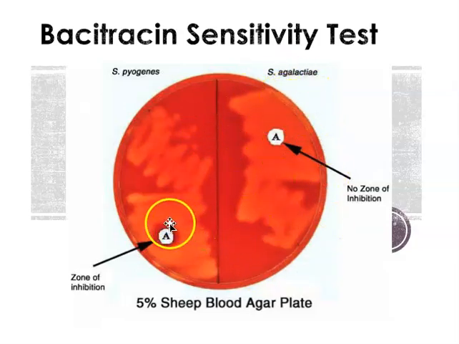So you can see you've got that little tiny zone of inhibition around the A disc. It's sometimes also referred to as a zone of no growth. So that would be considered positive for group A strep. In this one, you can see the organism is growing all the way up to the disc. You do not have that zone of no growth, so it would be negative for bacitracin.